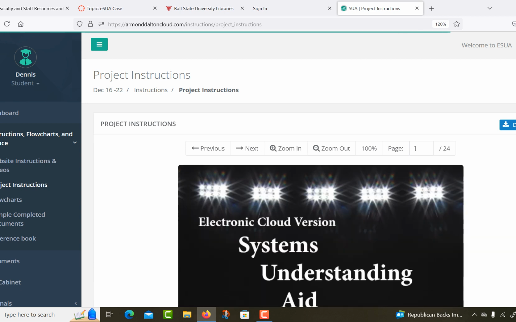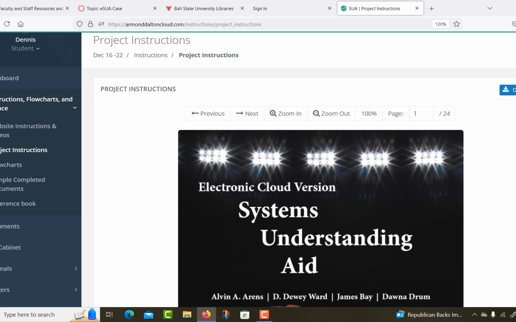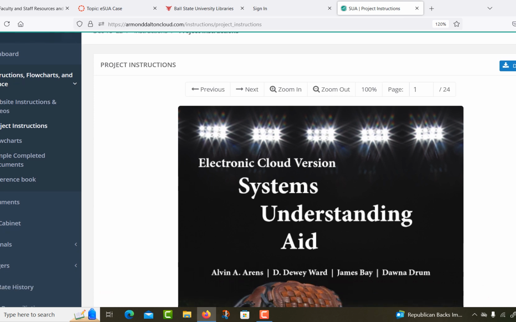Now the first thing that you'll see pop up will be these program instructions or project instructions, and you can download those so you can look at them on a different device or whatever. I wouldn't suggest printing that, because with the instructions and then with the procedures and the flow chart and the reference book, this is going to be a very long document. The 24 pages are just the instructions, okay?